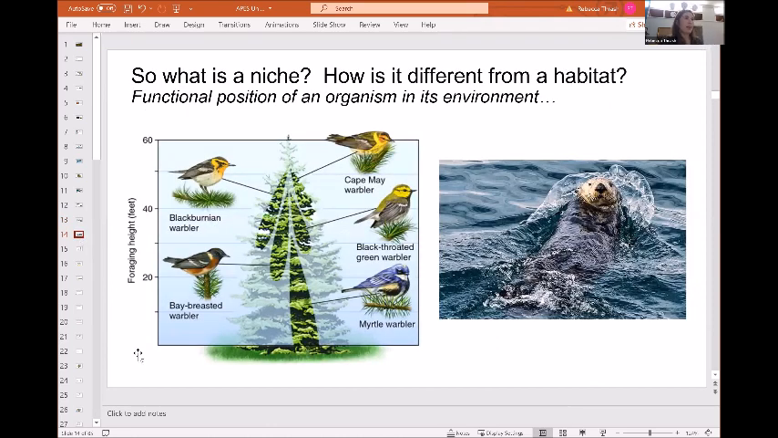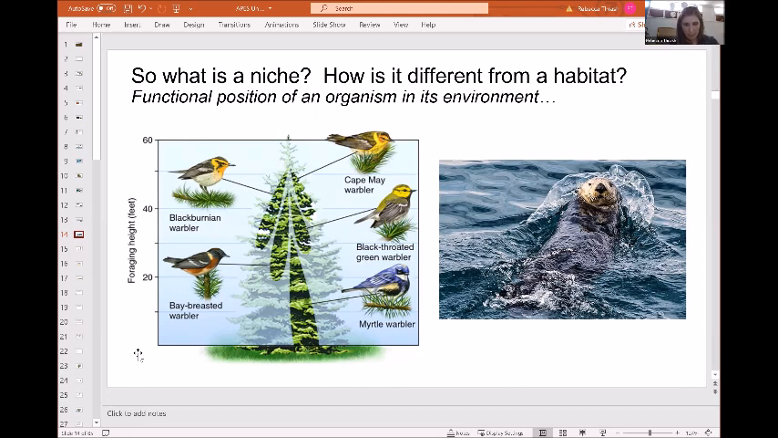So somebody brought up niche earlier, and I'm glad that it was brought up because oftentimes it's confused with habitat, right? So a habitat is just a particular area of an ecosystem where organisms can live. But a niche is a little bit different. This more describes the role the organism has within the habitat.